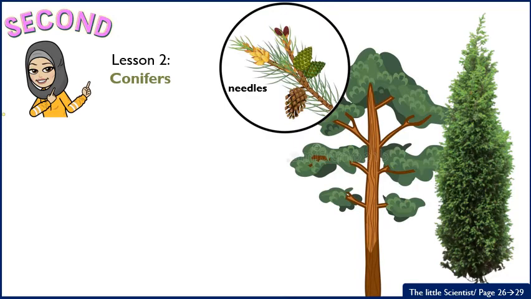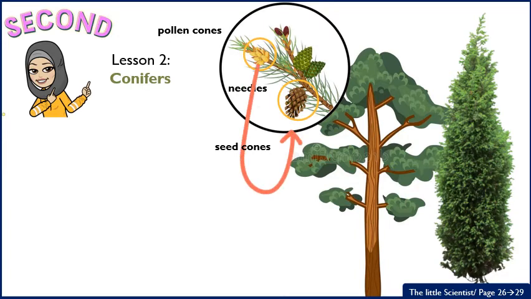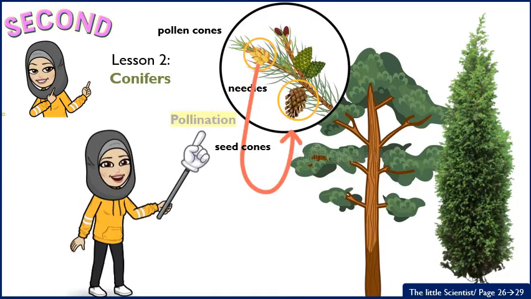Conifers grow 2 types of cones: pollen cones and seed cones. Pollen cones' function is to produce pollen grains. Seed cones' function is to hold the seeds inside. Pollen grains must move from the pollen cone to the seed cone. When the pollen grain meets the female egg inside the seed cone, we will get seeds.